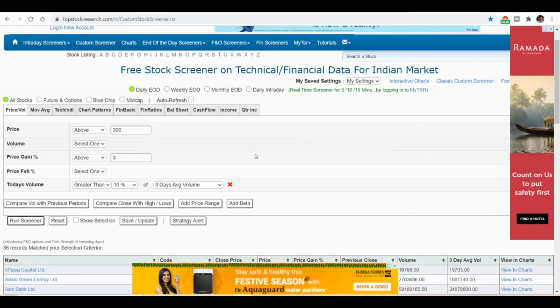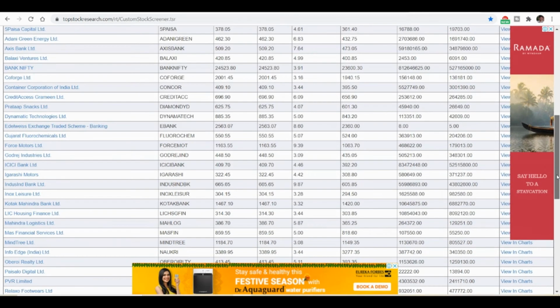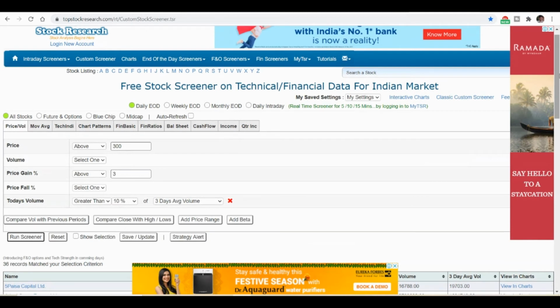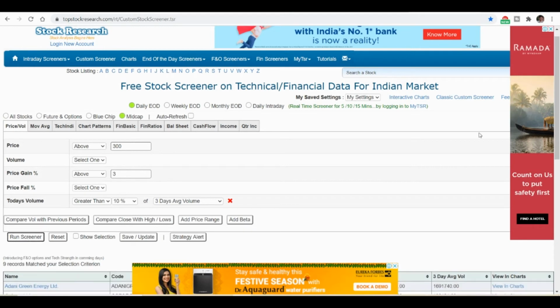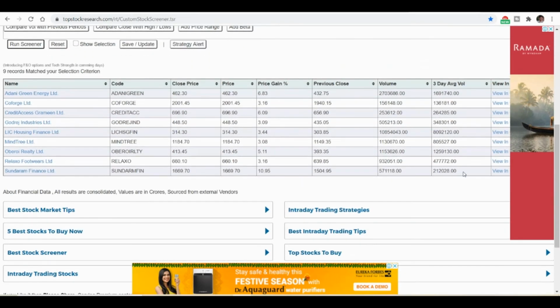Basically it has so many stocks, but you can filter based on futures and options stocks, blue chip or mid cap. I'll go with mid cap and again run the scanner. Let us see how many stocks it's showing. Now we have 9 records that matched your selection criteria.